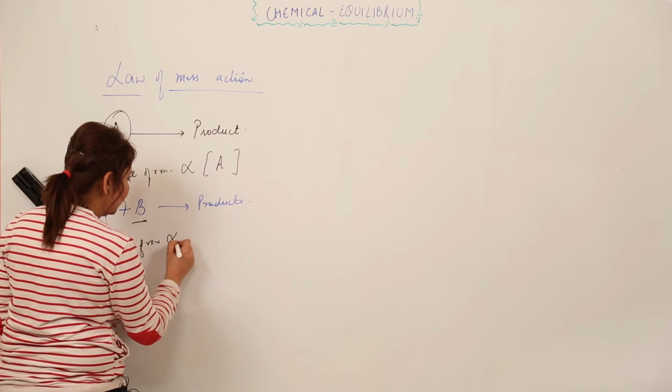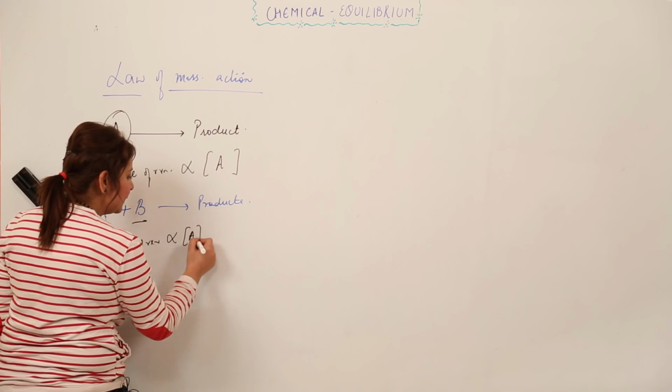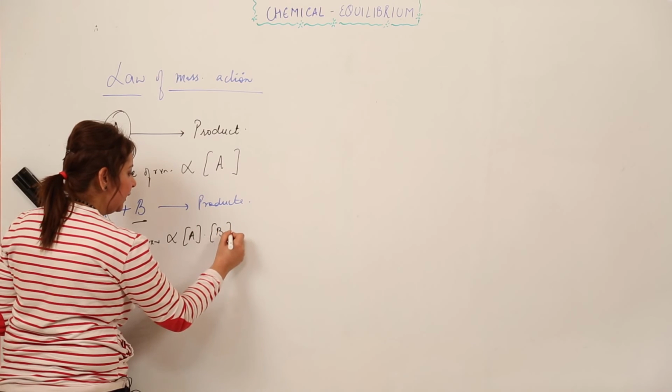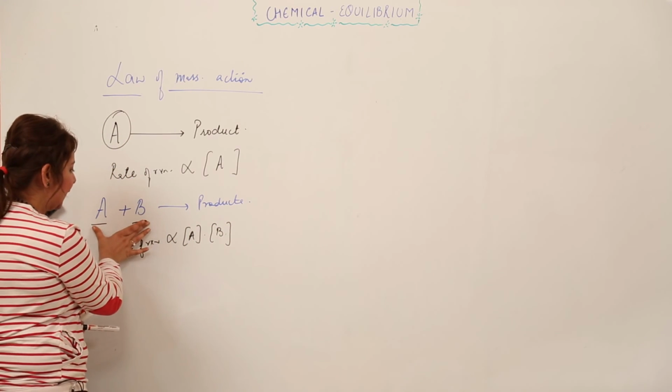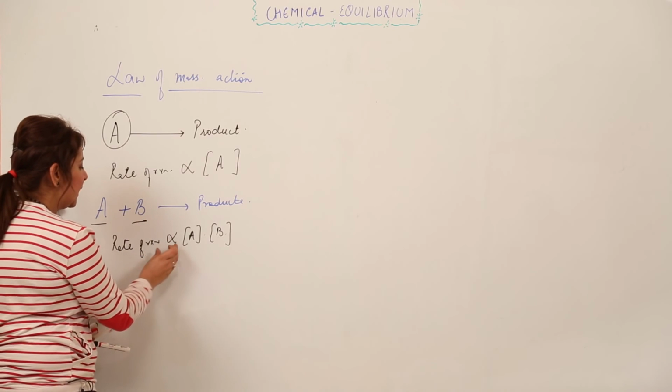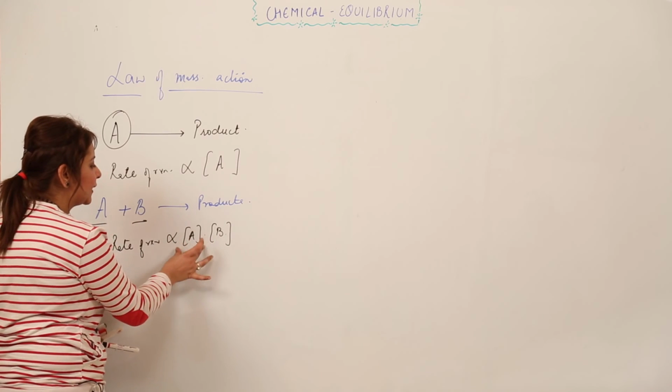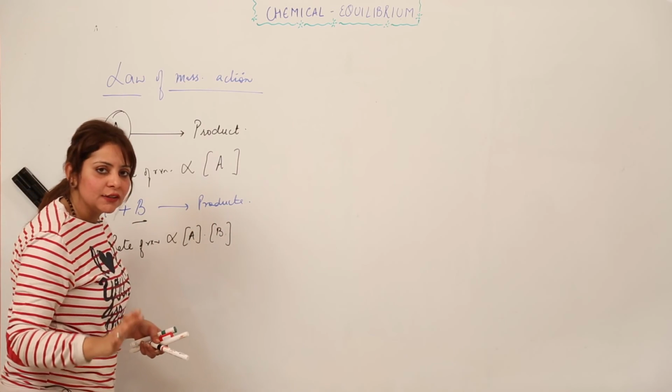It depends upon the active mass of A and the product of the active mass of B. So that means if the reaction involves two reactants, we write the rate of reaction is directly proportional to the product of the active masses of the two reactants, right?